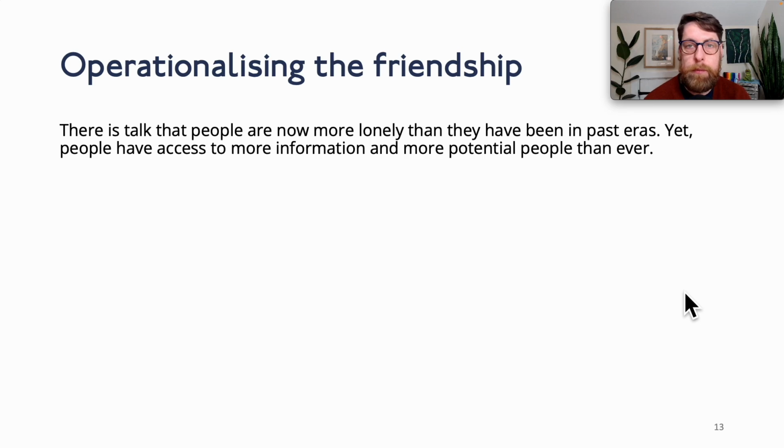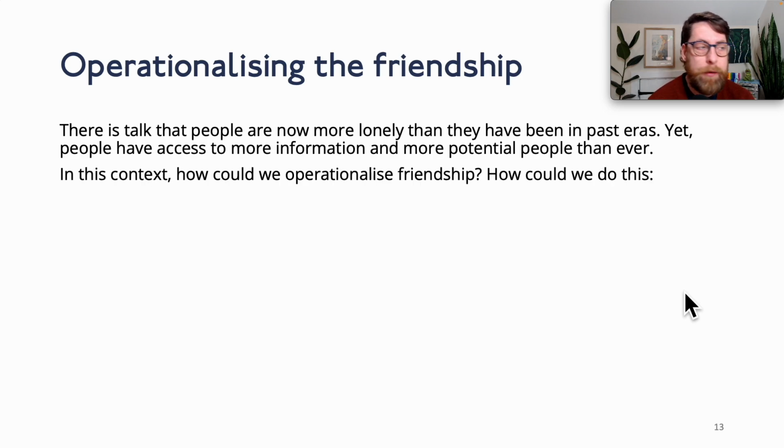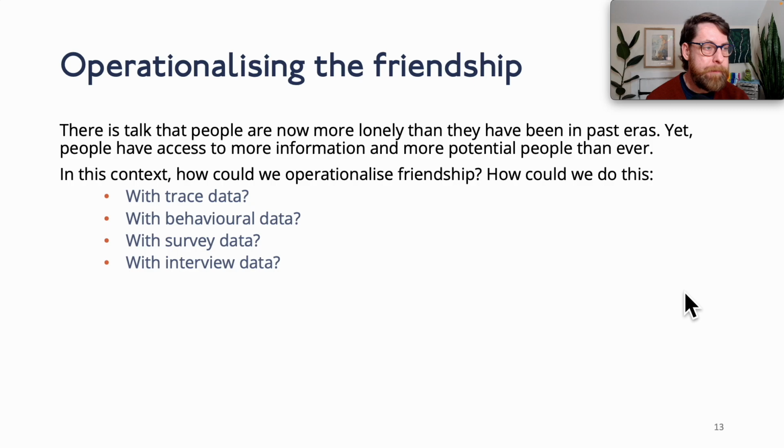So here's an example, operationalizing friendship. There is talk that people are now more lonely than they've been in past eras. That's not a great realization. But on the other hand, people have access to more information and more potential people than ever. So in theory, surely people shouldn't be more lonely if they have more people to talk to. But in this context, how could we operationalize a friendship? Well, we could do it with trace data, with behavioral data, with survey data, with interview data, as examples.